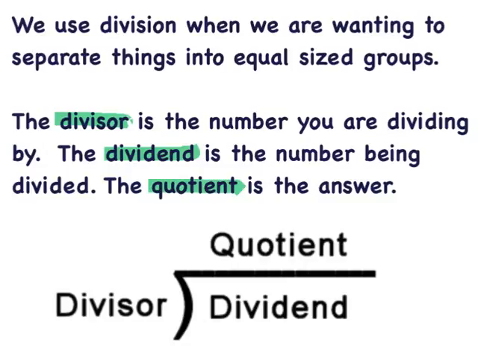Now, in the math problem of division, the divisor is the number you're dividing by, which when I'm setting up my problem, it's going to go on the outside. The dividend is the number being divided. So this would be the total amount, let's say, of candy that you wanted to share. And our divisor would be the number of friends that we're sharing it with. And then the quotient is the answer. And we always put it up top.